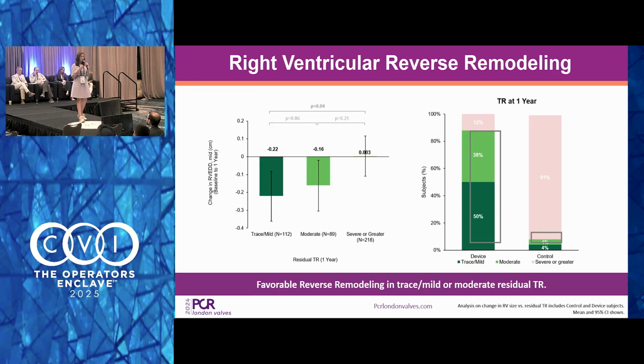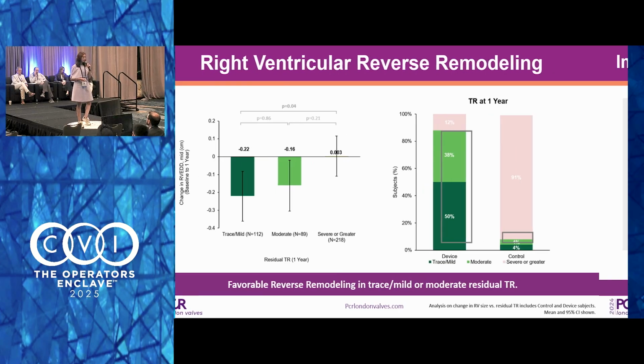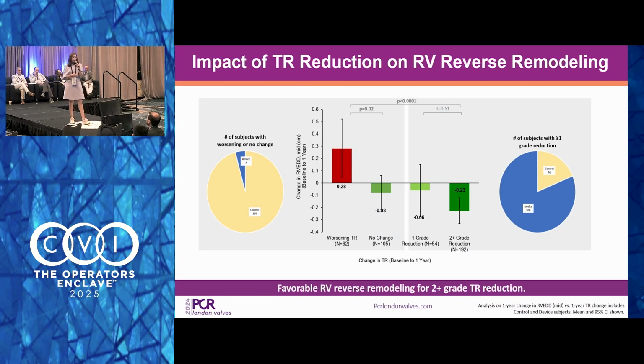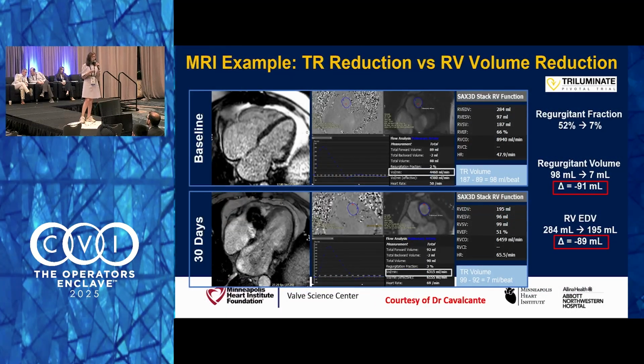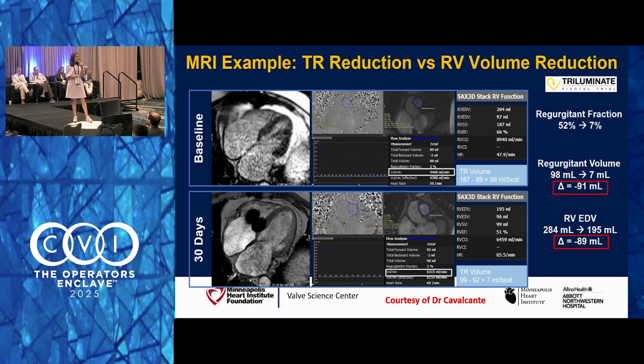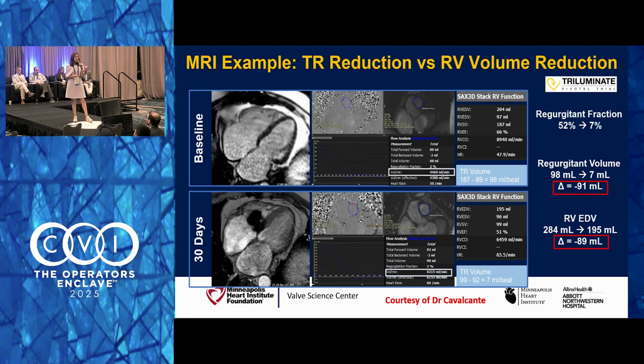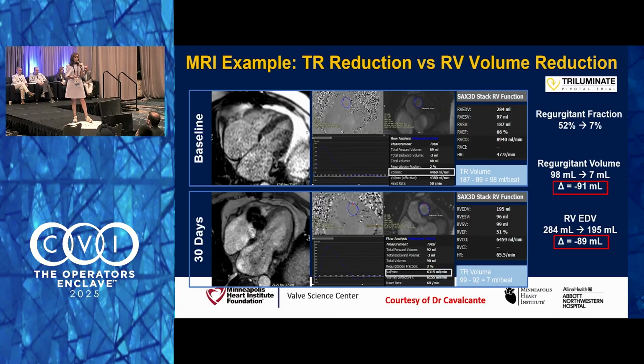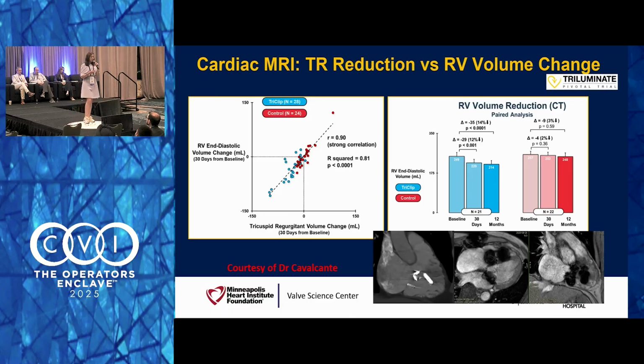You can see here, if you get a TriClip down to less than moderate TR, you will get RV reverse remodeling. And this is the data right from our TRILUMINATE data that we presented last year, and the paper will be out end of this year. If you get a 2-grade reduction, you get favorable RV reverse remodeling. And we see it in our sub-study, courtesy of Dr. Joel Cavalcante. You can see here in the sub-study that these patients actually do well. Once you reduce that TR down by 2 grades, you have that RV volume change, you have improvement in your RVEF.